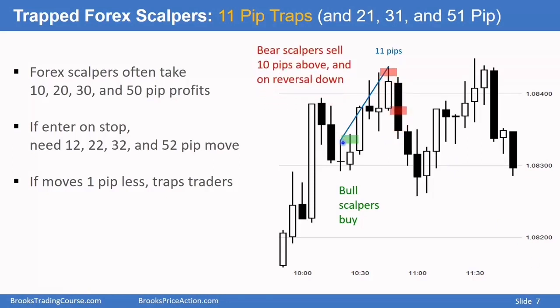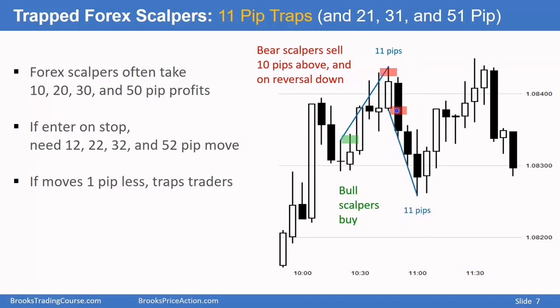The bear scalpers know that the bulls will try to get out with a 10 pip profit. Fairly small day. So a lot of bulls will scalp for 10 pips. So the bears will place limit orders to sell 10 pips above the high of a buy signal bar, betting that bulls will be selling there as well.